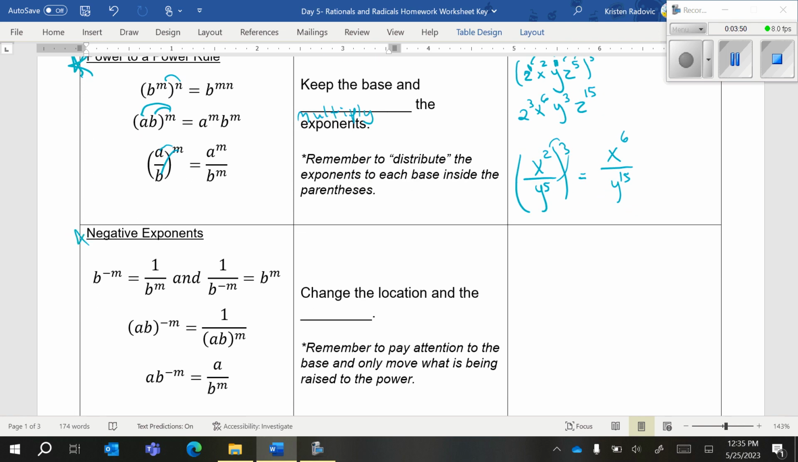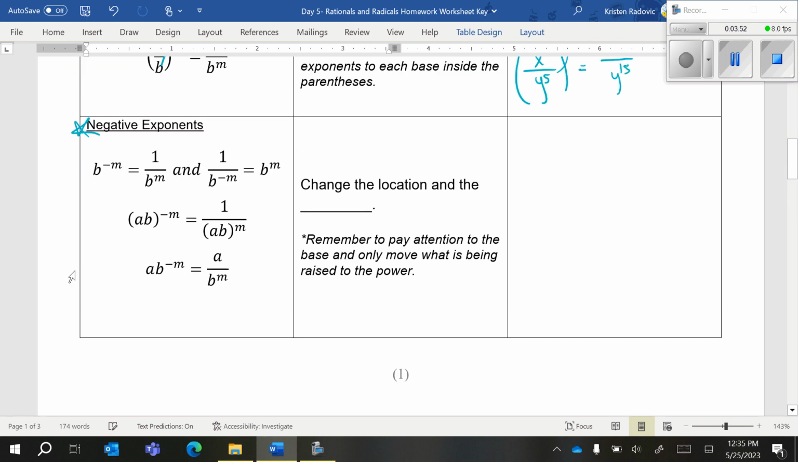So the next one is negative exponents. Negative exponents create fractions and they get rid of them. So if you're starting with a whole number, the negative exponent creates a fraction. On the flip side, if you're starting with the fraction, the negative exponent gets rid of the fraction.